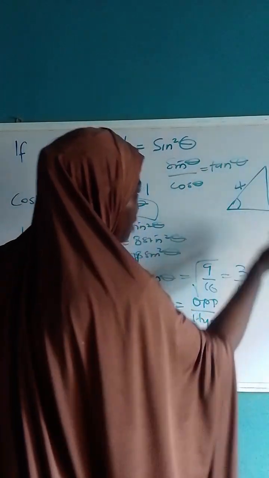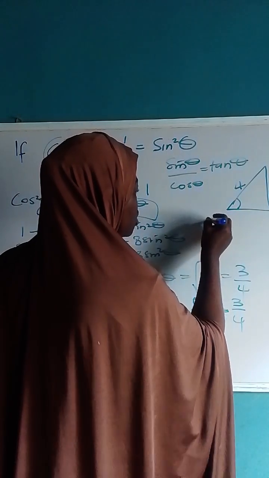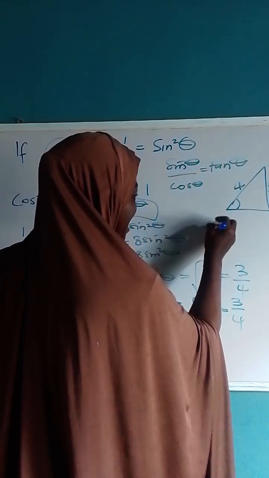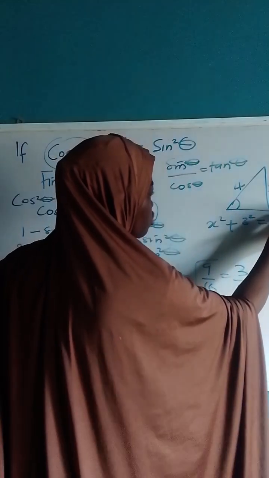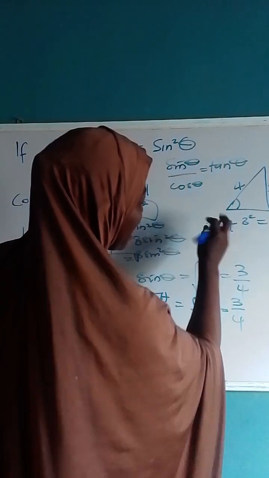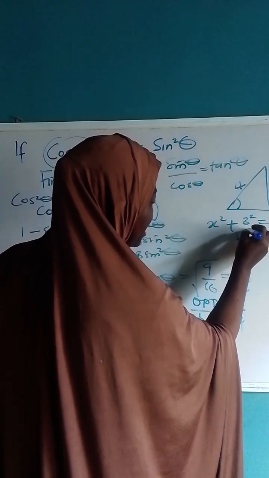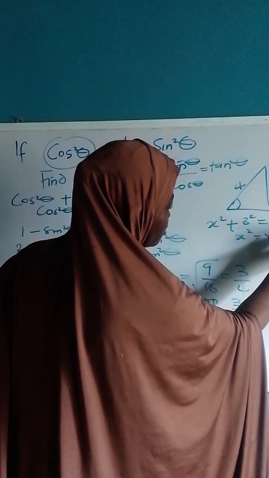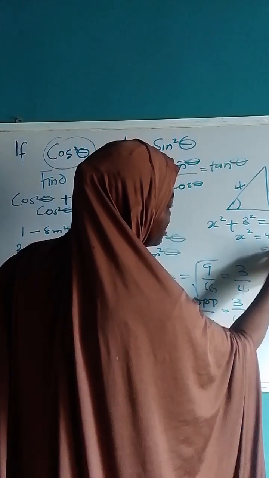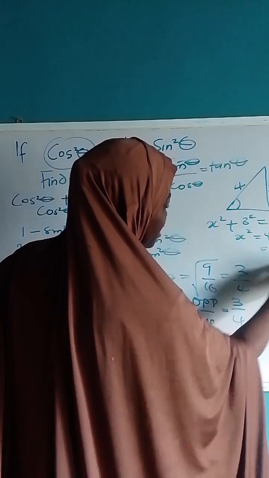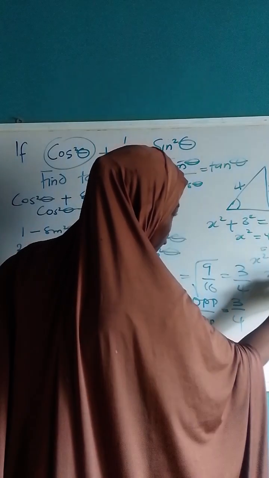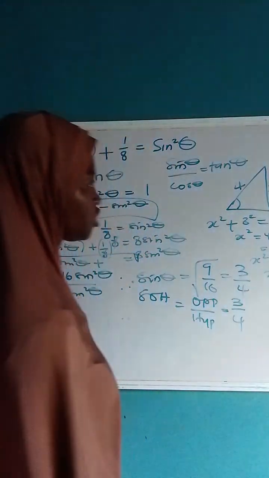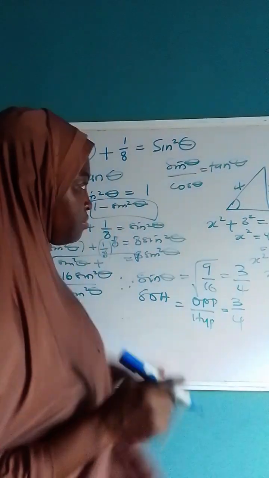To know our adjacent, you know that when you square the adjacent and square the opposite, it is equal to the square of the hypotenuse. So to get our adjacent, x squared is equal to 4 squared minus 3 squared. So it's going to be 16 minus 9, which is 7. So our x squared is 7, and our x, which is the adjacent, is root 7. I use x to represent it.